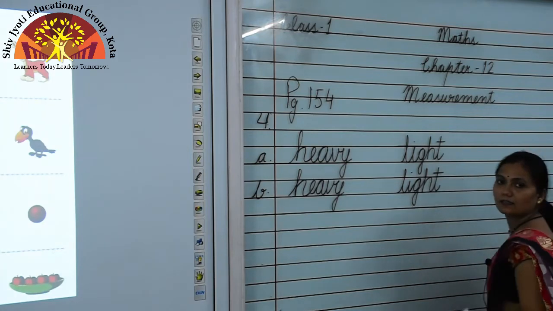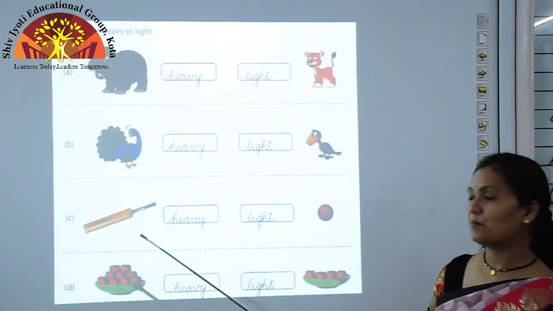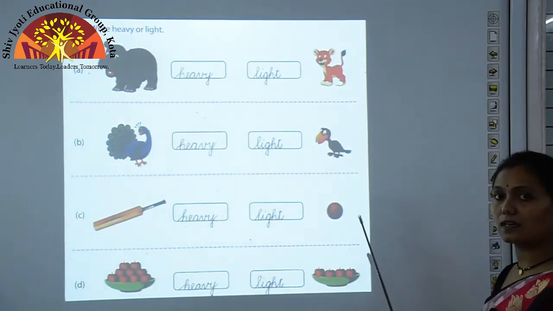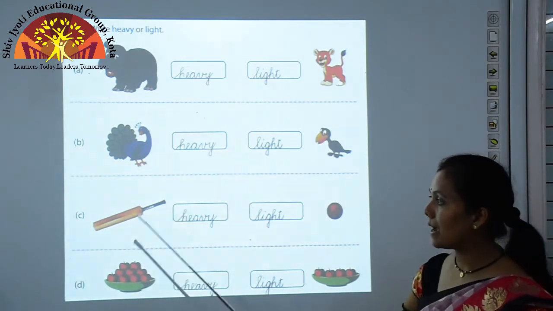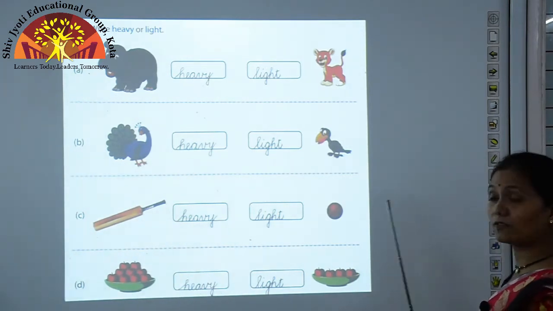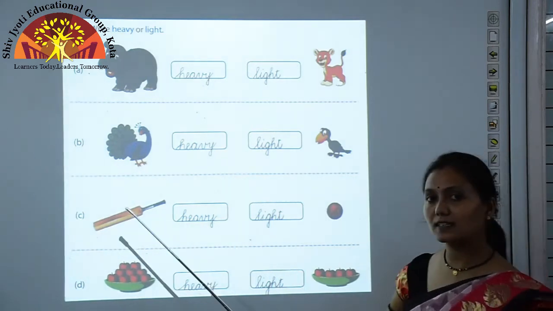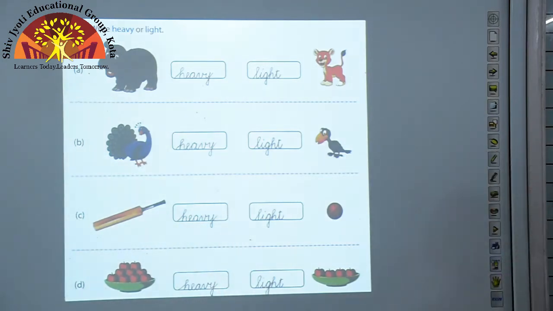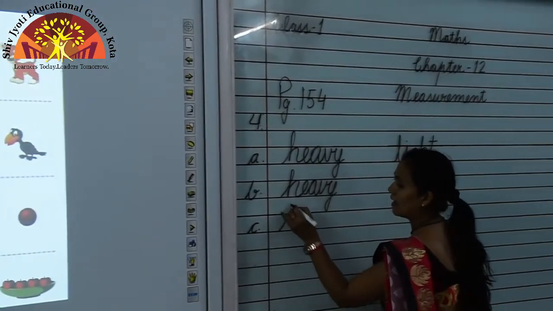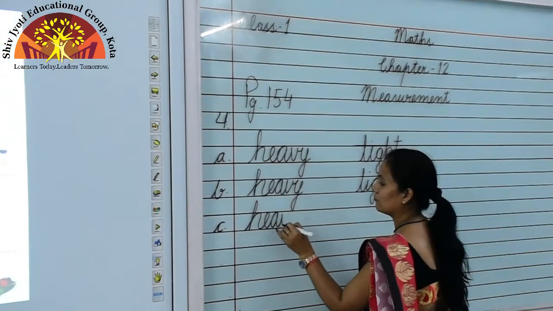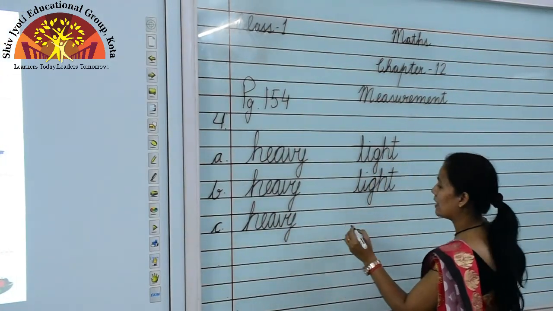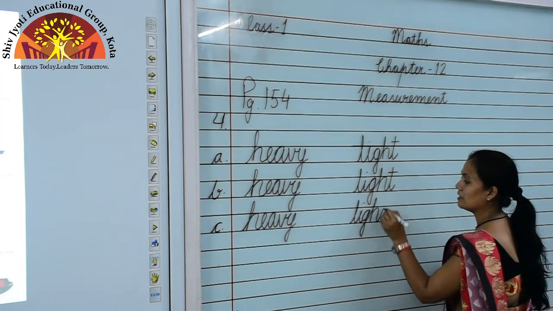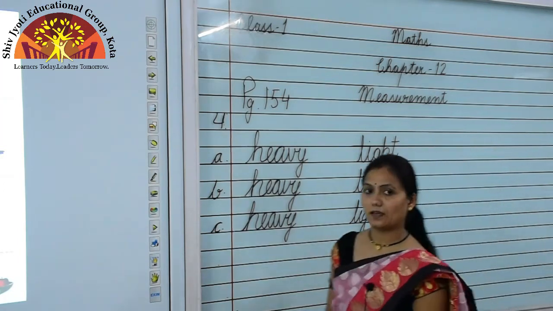L-I-G-H-T, light. Now third one is, this is a picture of a bat and this is a ball. Here bat is heavier than a ball, or we can say ball is lighter than a bat. So we will write heavy in front of a bat. H-E-A-V-Y, heavy, and light in front of a ball. L-I-G-H-T, light.